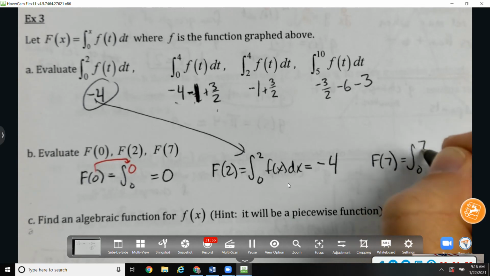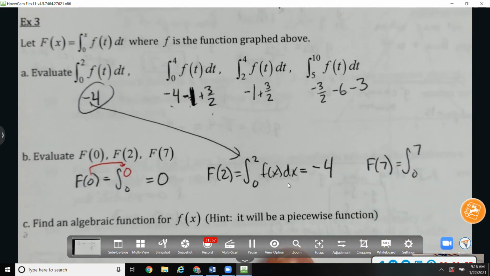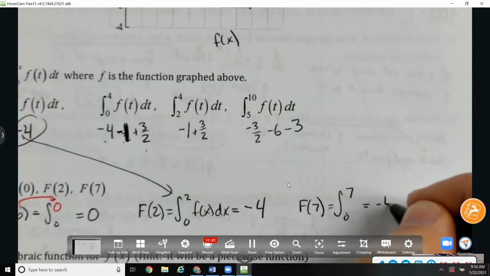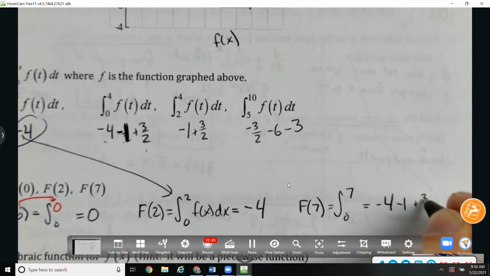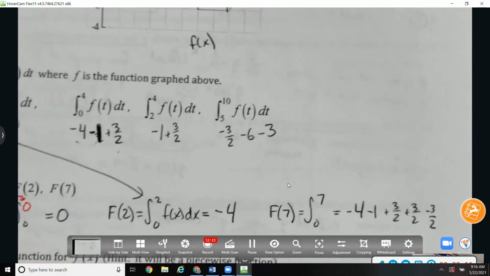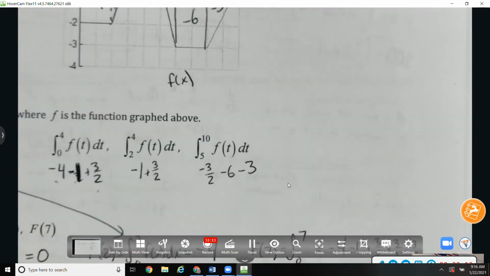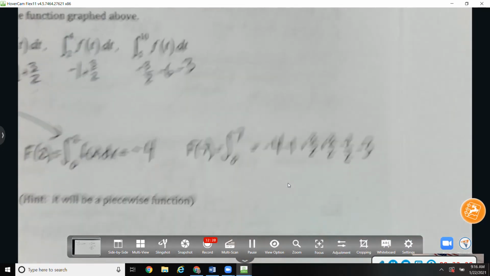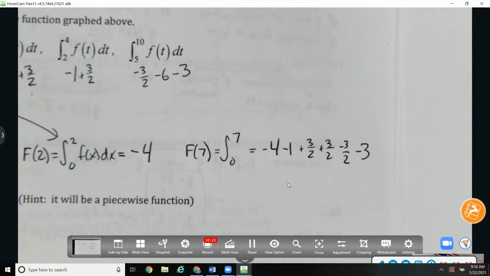F of 7, so that's the area from 0 to 7. So negative 4, negative 1, plus 3 halves, plus 3 halves, minus 3 halves. And then how do I get from 6 to 7? Negative 3. And I guess that all cleans up to something, but somebody else can clean that up if they want to. We're safe stopping.